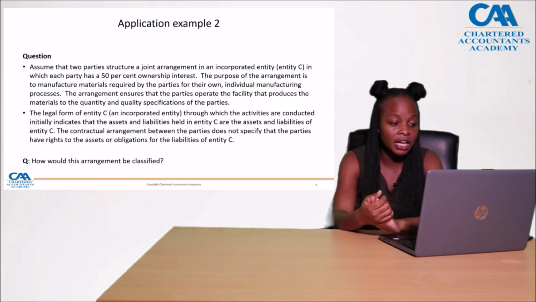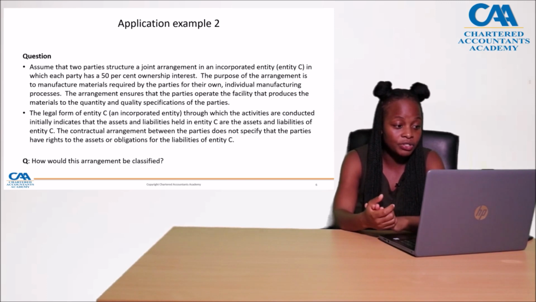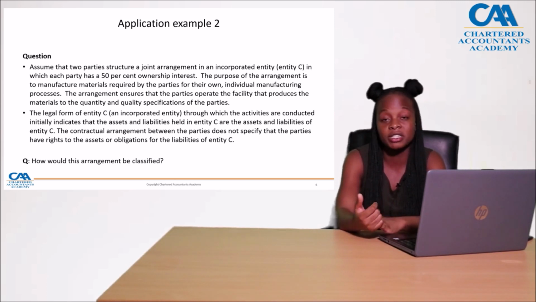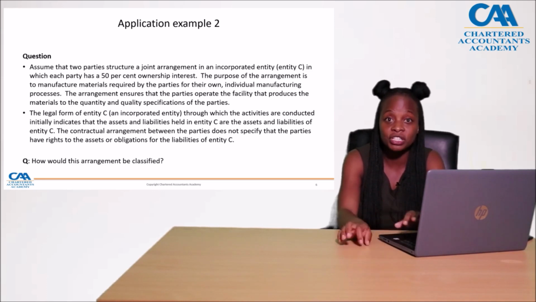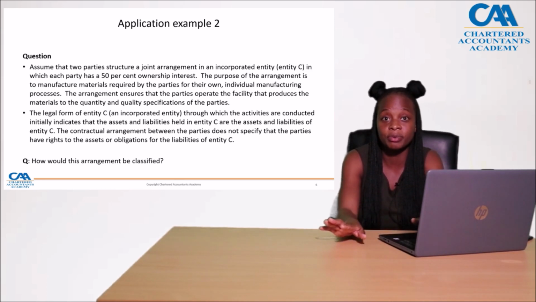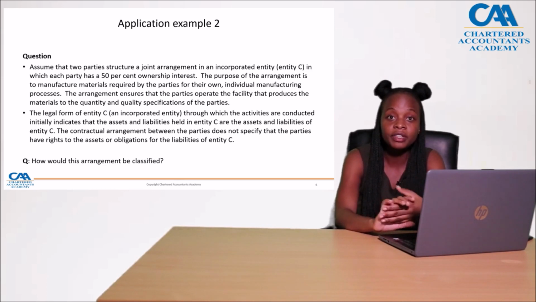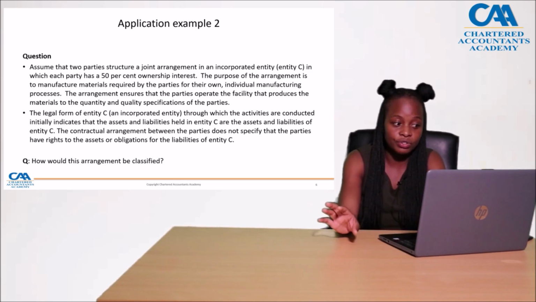The arrangement ensures that the parties operate the facility that produces the materials to the quantity and quality specifications of the parties. So it's very particular. This is more information supporting that each party is going to be getting the output for their own use, right?